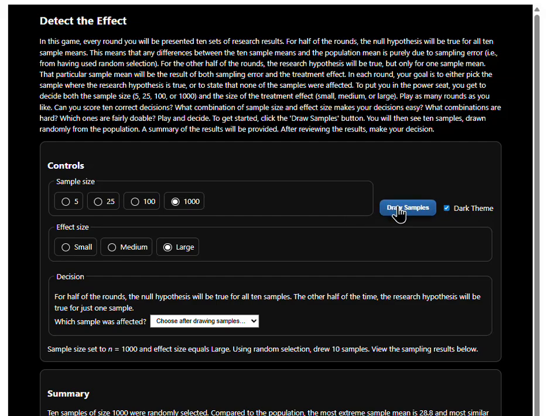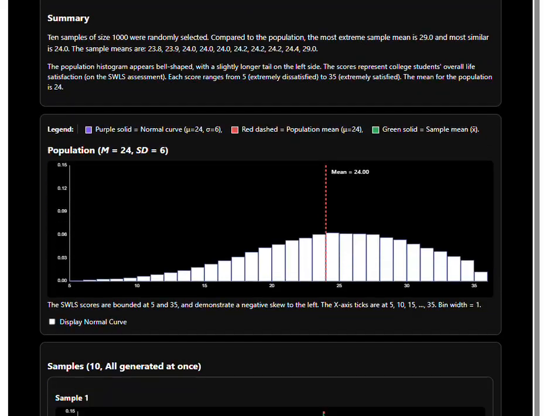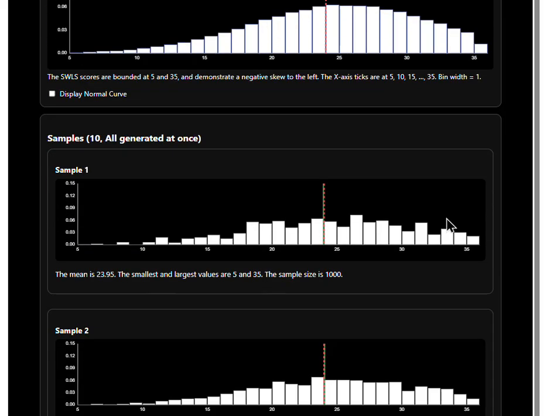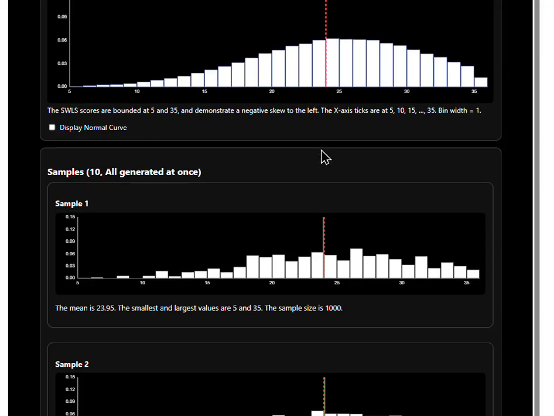So I'll go ahead and click Draw Samples. And down here, you see our population. So population, this is like if the null hypothesis is correct. If the treatment has absolutely no impact, we expect to see a sample that's fairly similar to our population. So scrolling down, you can see that here's this red dashed line that represents the population mean. And there's a green line in there too, and that's a sample mean.